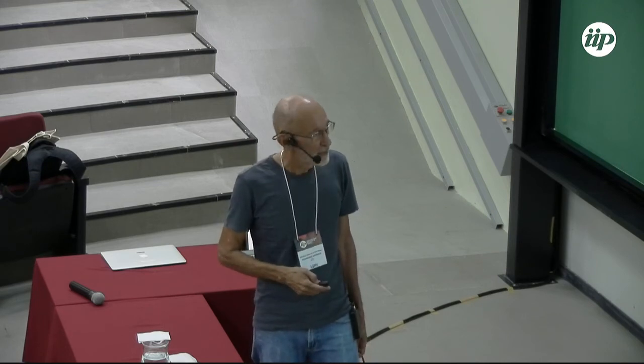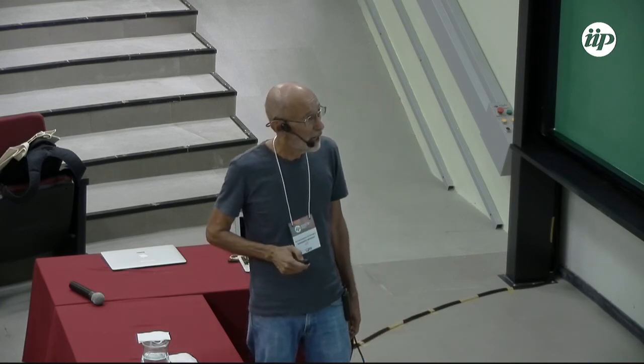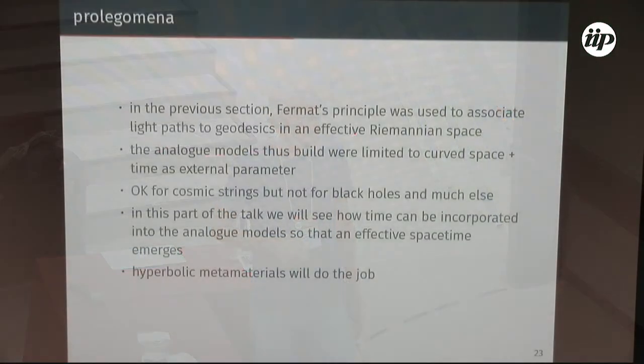Okay, so let's go to this second part. In the previous section, Fermat's principle was used to associate light paths to geodesics in an effective Riemannian space. So we could use analog models to build curved space, but not time. Time still is an external parameter. This is okay for cosmic strings, but not for black holes or much else, because time is an ingredient of the geometry as well. So in this part of the talk, we'll see how time can be incorporated into the analog models so that an effective space-time emerges.